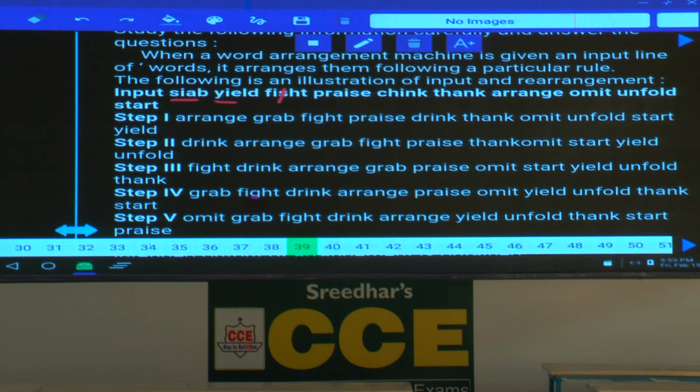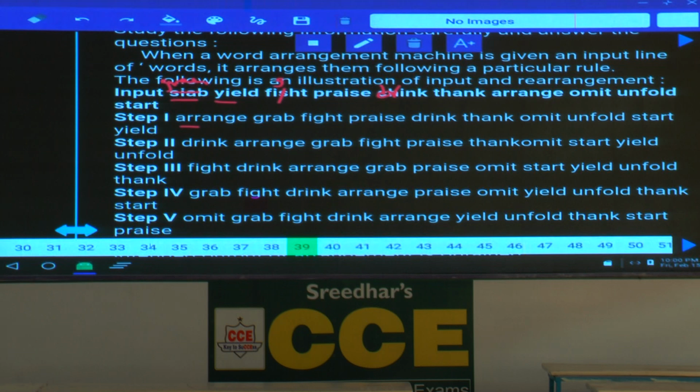Yield, now sir, this must be fight, isn't it? Now there is a small correction in this one, price, and this is drink. Now this is drink, thank, arrange, omit, unfold, and start. And this one, arrange, grab, the first one will be grab, yield, fight, praise, drink, thank, arrange, omit, unfold, and start are the words in this one.